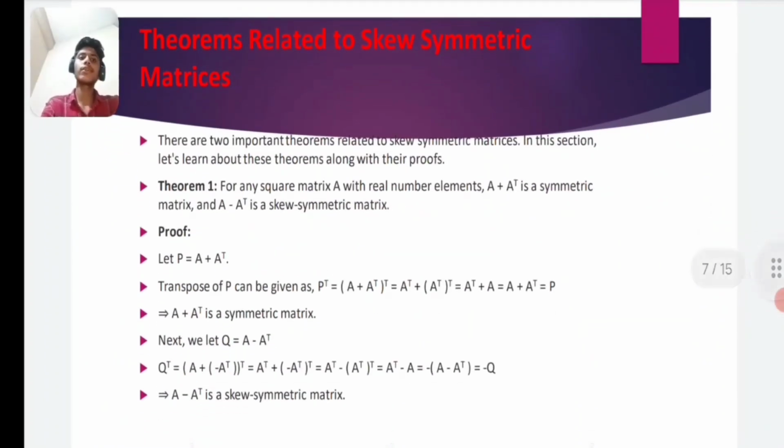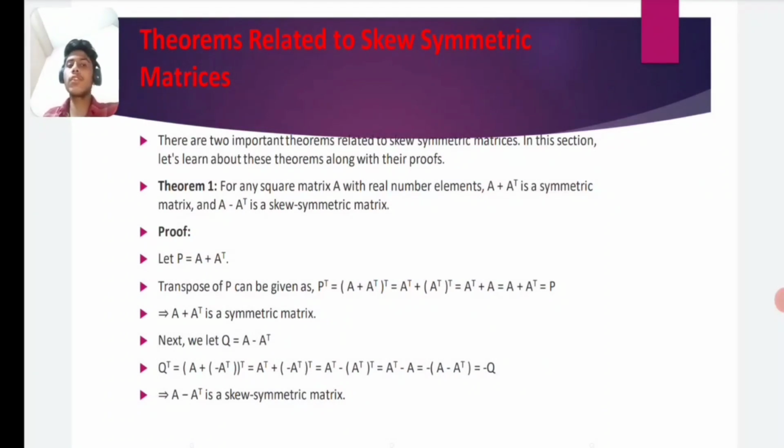Theorems related to skew symmetric matrices. There are two important theorems related to skew symmetric matrices in this session. Let's learn about these theorems along with their proofs. Theorem 1: for any square matrix A with real number elements, A plus A transpose is a symmetric matrix and A minus A transpose is a skew symmetric matrix. So here's the proof.